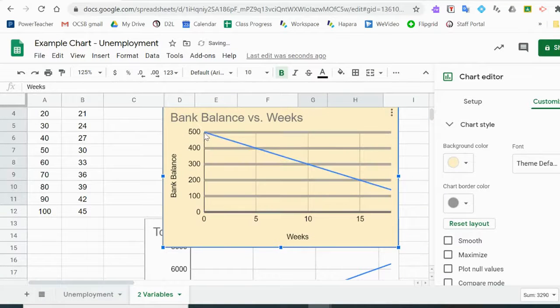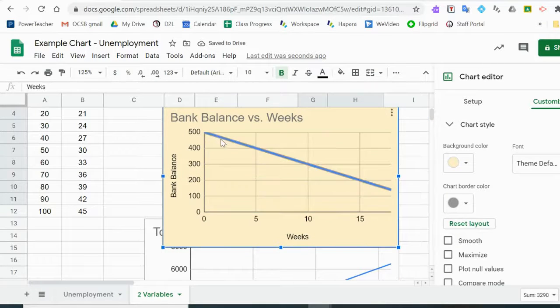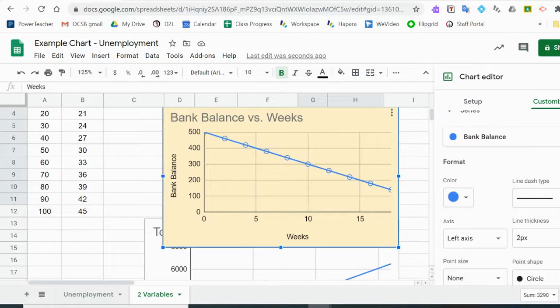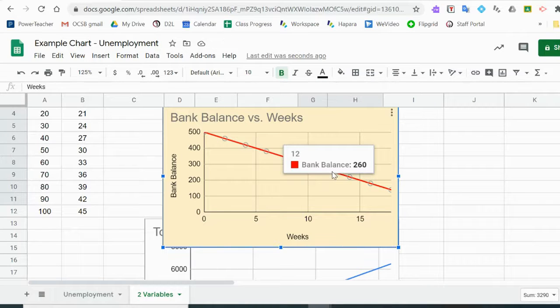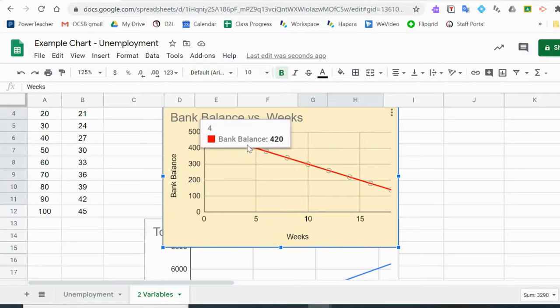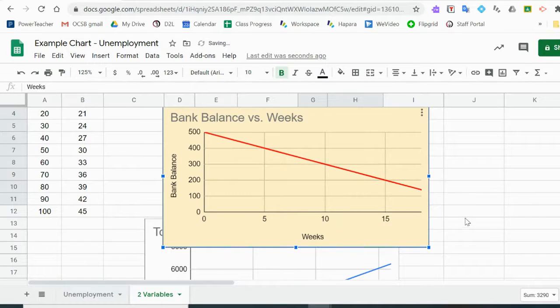So here, an initial starting balance of 500, and then all the points, right? And after 12 weeks, the bank account is 260. After 4 weeks, it's still $420, but it's going down over time. So how long until it gets to 0?